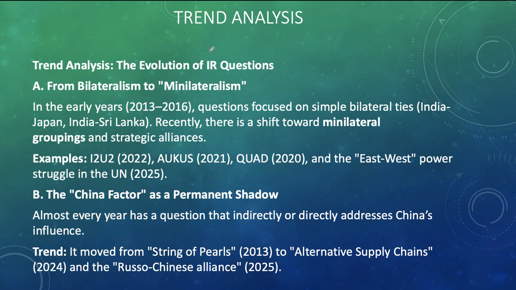So what is the trend in the questions asked in the last 10 to 12 years of mains? In the earlier years, the questions focused on simple bilateral issues like India-Japan, India-Sri Lanka, like that. But now they are moving towards minilateral groupings like I2U2, AUKUS, Quad, and the East-West power struggle in the UN. Not only that, students, apart from minilateral groupings, they are mostly focusing on the China factor indirectly in most of the questions, like the string of pearls theory, alternative supply chains, Russia-China alliance. So whenever you are reading the newspaper, give maximum weightage to the China-specific international news coming in the editorial as well as the international column.